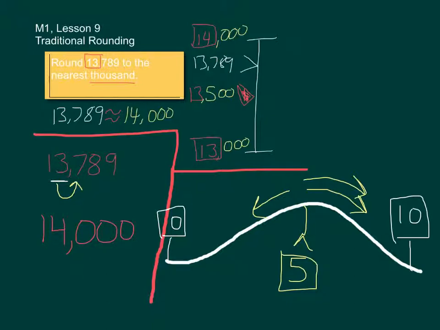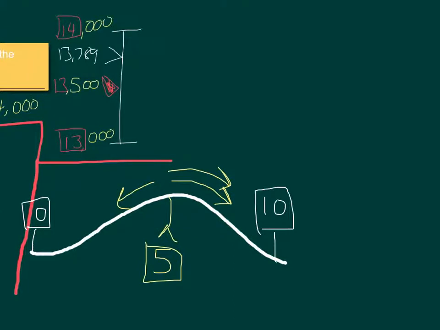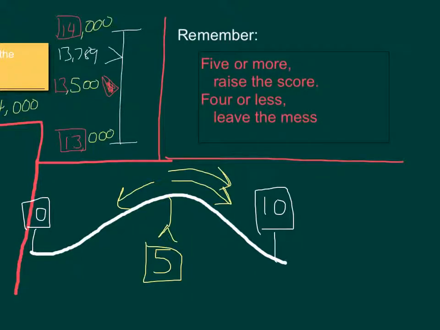Here's another way you can remember this. Here's our hill, and once again I'm going to draw a line to separate out my work. Here's something for you to remember. 5 or more, raise the score. 4 or less, leave the mess. Look at our hill down here. 5 or more, raise the score, goes to the next digit. 4 or less, leave the mess.